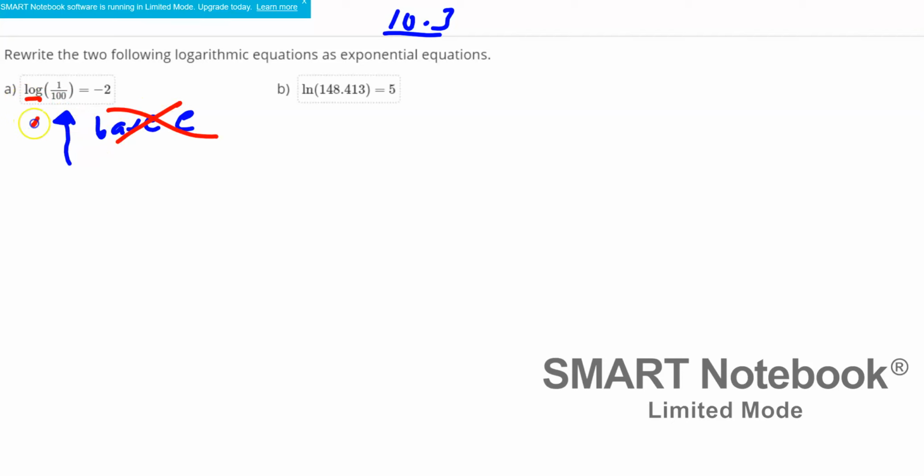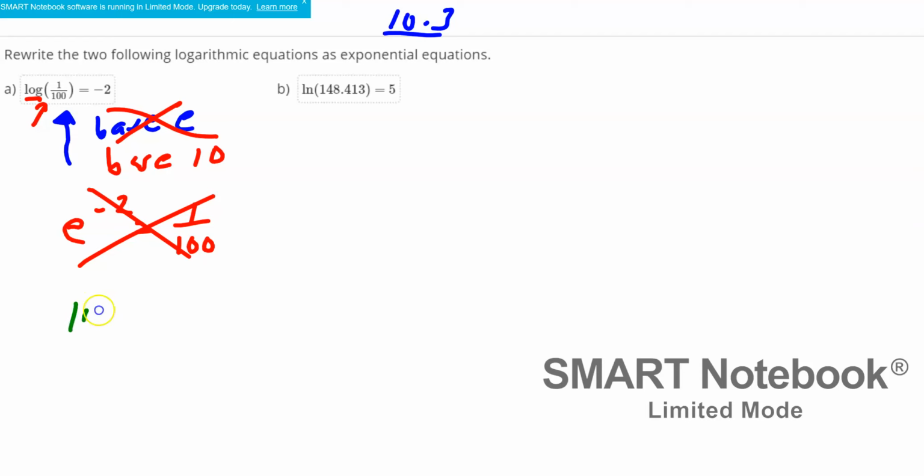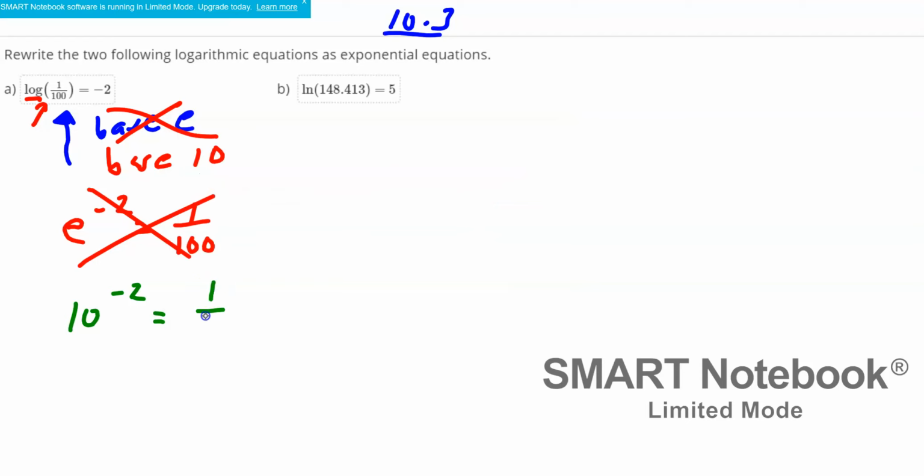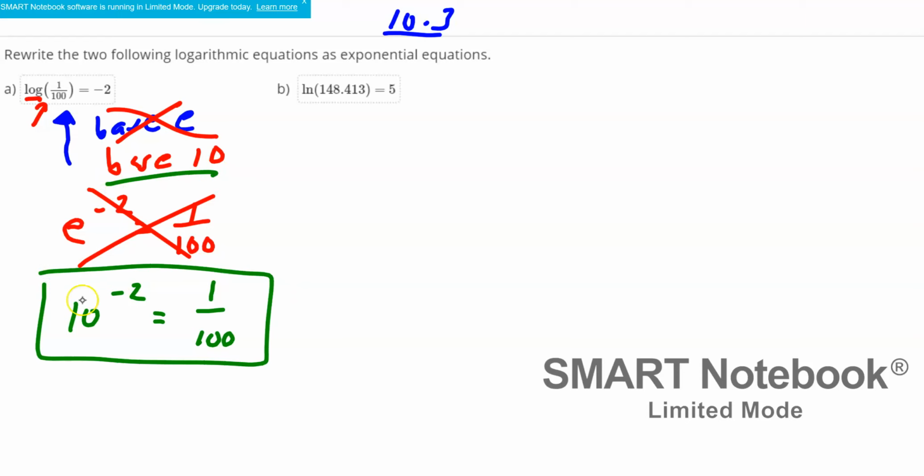If you just see the word log, you assume that the base is base 10. So a lot of you wrote this on your exit slip. A lot of you said E to the negative second equals 1 over 100. But if you check that in the calculator, guys, e to the negative second isn't even close to 1/100th. So this is wrong. However, if you had put 10 to the negative second equals 1 over 100, that is a correct statement because this time the base is 10, not e. If you think about what 10 to the negative second is, 10 to the second is 100, so a negative exponent has the reciprocal, so this is a true statement.